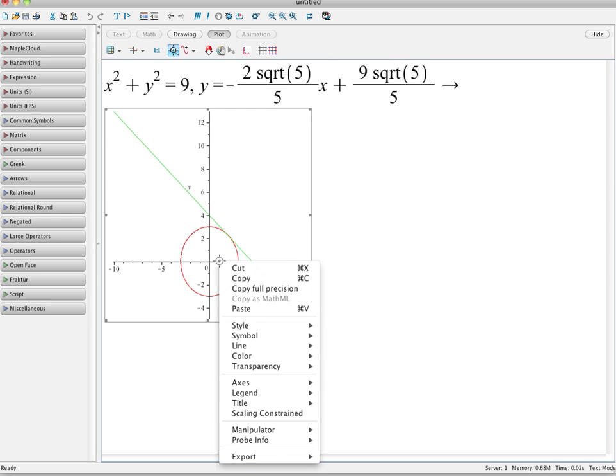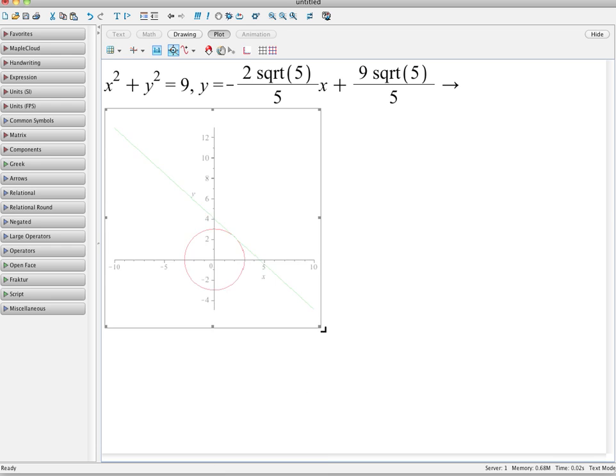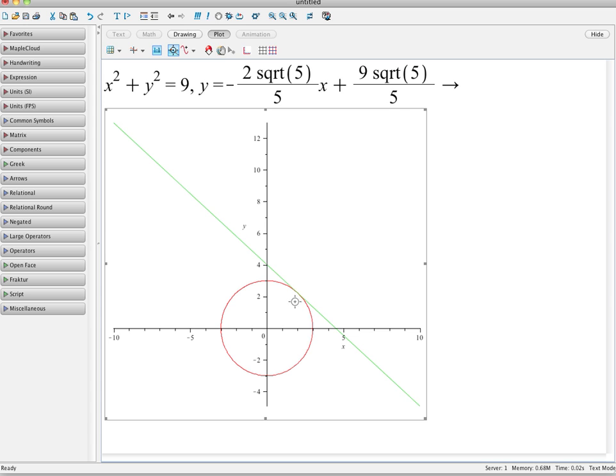I can do other things like right click on it and scale constrain. That makes a lot of sense. Maybe zoom in and out a little bit. And the point here is it seems reasonable, but this line is in fact tangent when x equals 2.